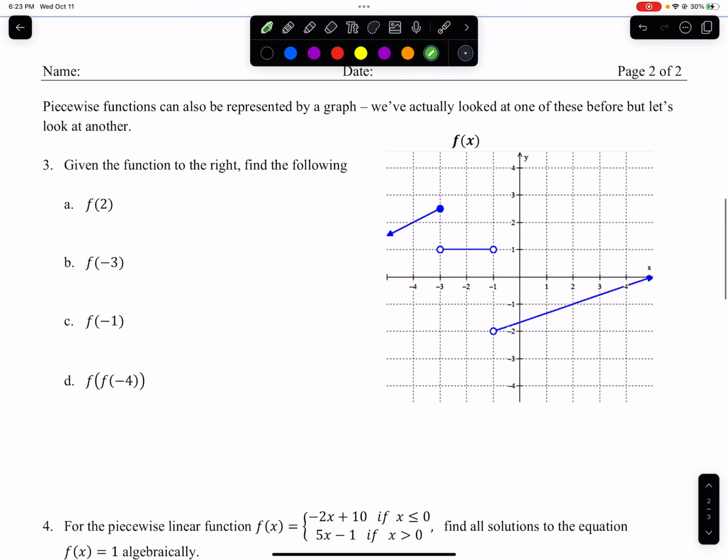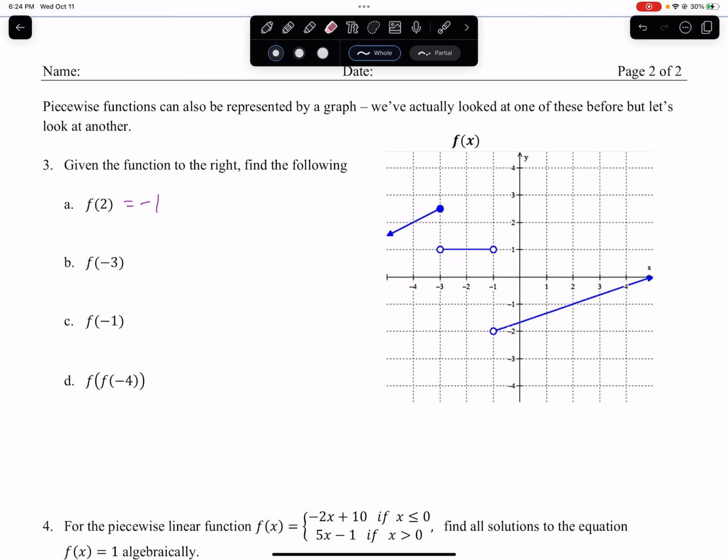Sometimes they can be represented by a graph. We've already sort of done piecewise graphs. They're a lot easier to do because you're just looking at the graph. So given the function to the right, find the following. F of 2. So I go to 2 on the x-axis. Right here, I go down until I hit the curve, and I look over and say, what is that y value? It's -1.